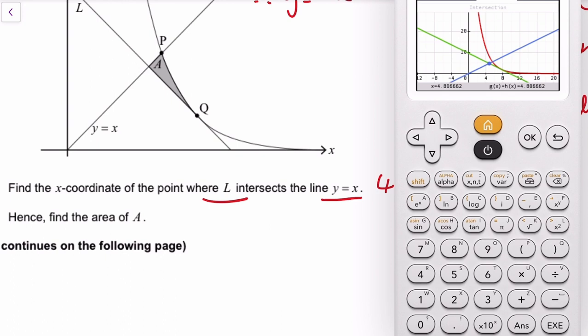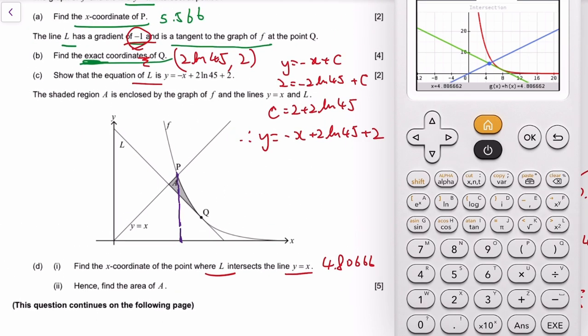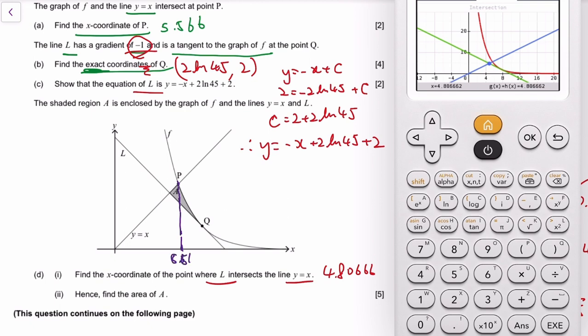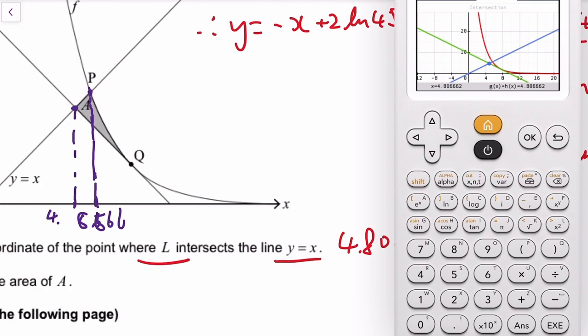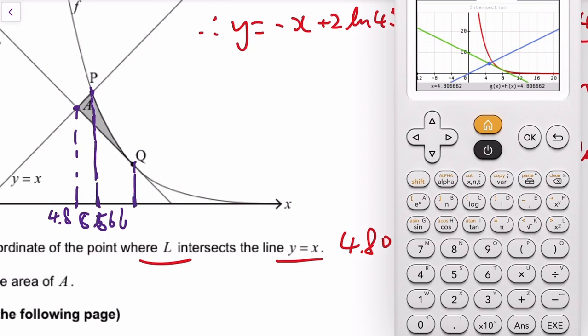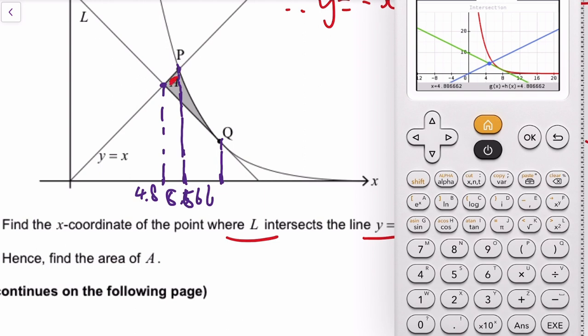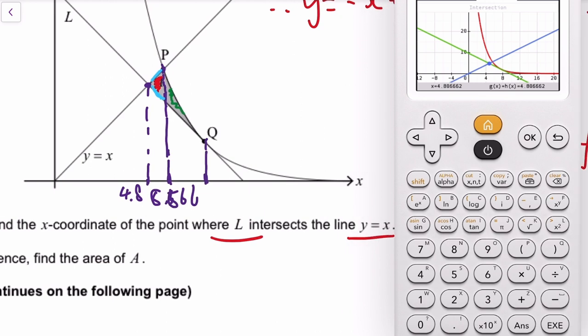So the area is a bit annoying because if you can see it, you have to cut it from here. Cut it there at P. P has x coordinate 5.566. Right, and this was what we just found, the 4.8 thing. And this is Q, the 2 ln 45. Alright, and so you need to find this left bit and the right bit separately, because the left bit is formed by y equal to x and L, while the right bit is formed by the curve and L.